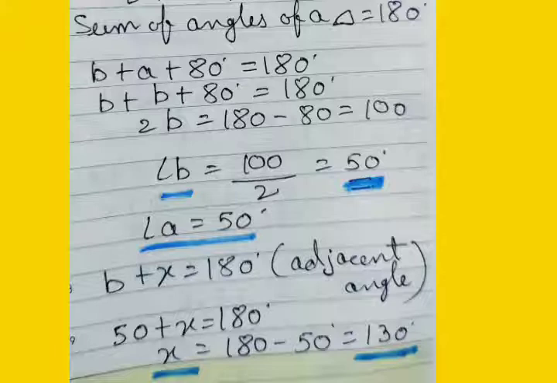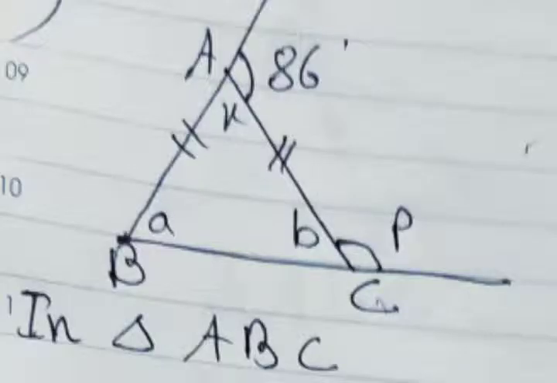Now B plus X is equal to what? 180 degrees. Adjacent angle, linear pair angle, supplementary angle, any reason you can write. So 50 plus X is equal to 180 degrees, and so X is equal to 180 minus 50 equal to 130 degrees.